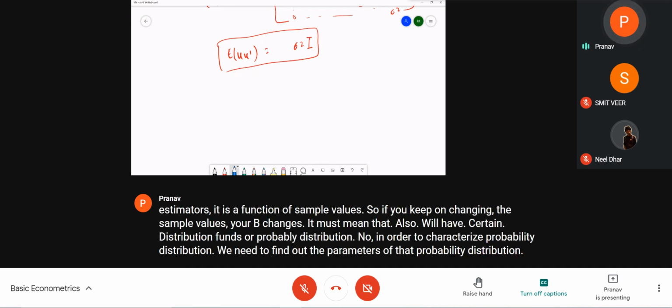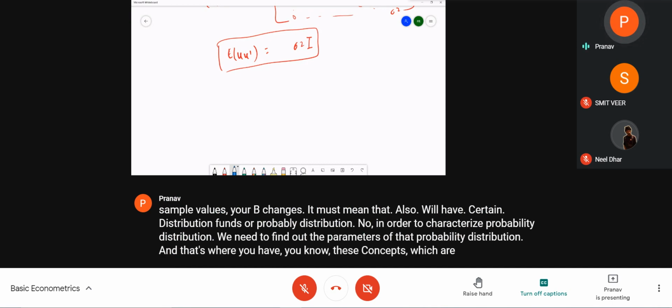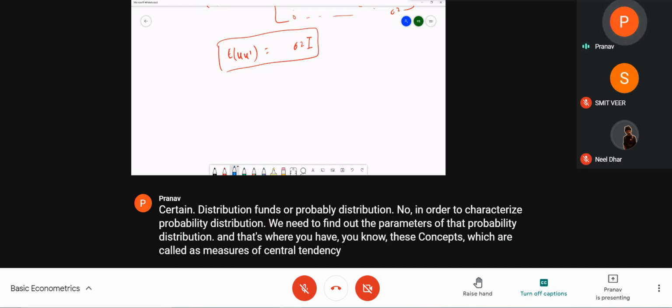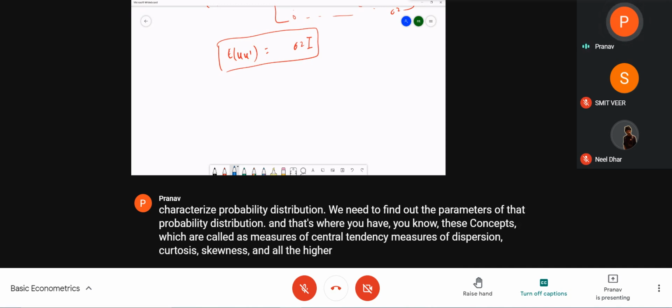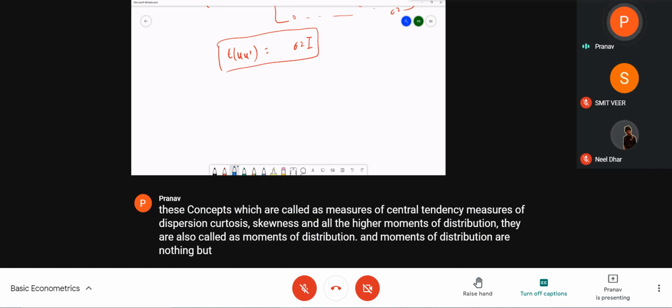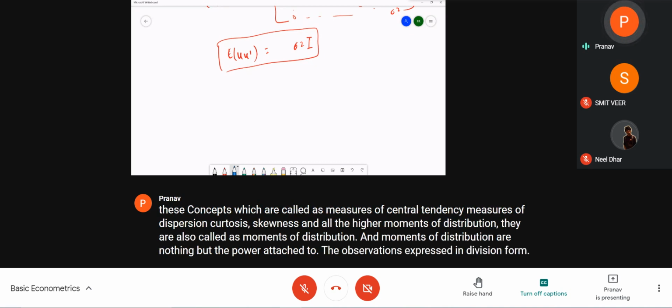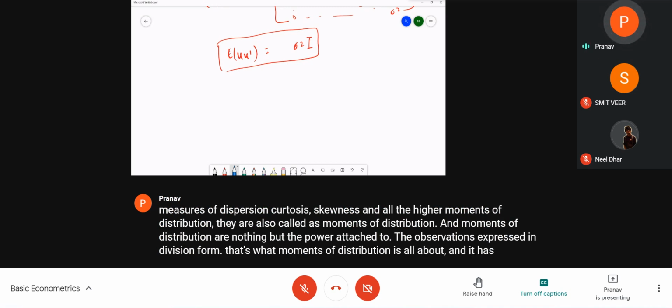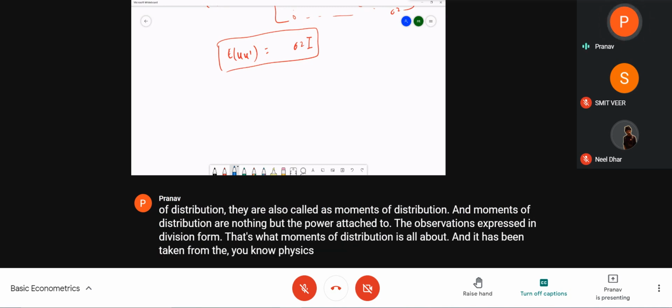And that's where you have these concepts called measures of central tendency, measures of dispersion, kurtosis, skewness, and all the higher moments of distribution. They're also called moments of distribution. Moments of distribution are nothing but the power attached to the observations expressed in deviation form. That's what moments of distribution is all about, and it has been taken from physics.